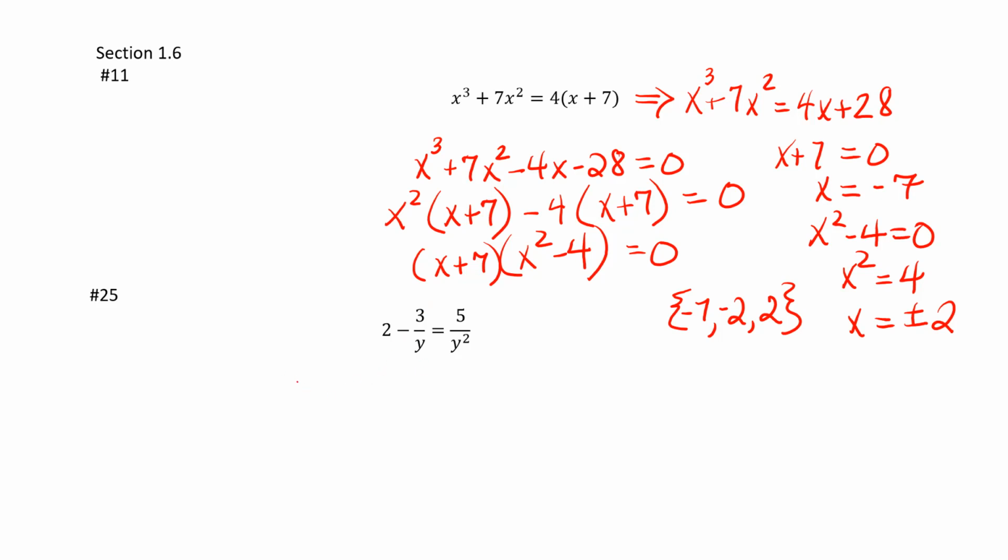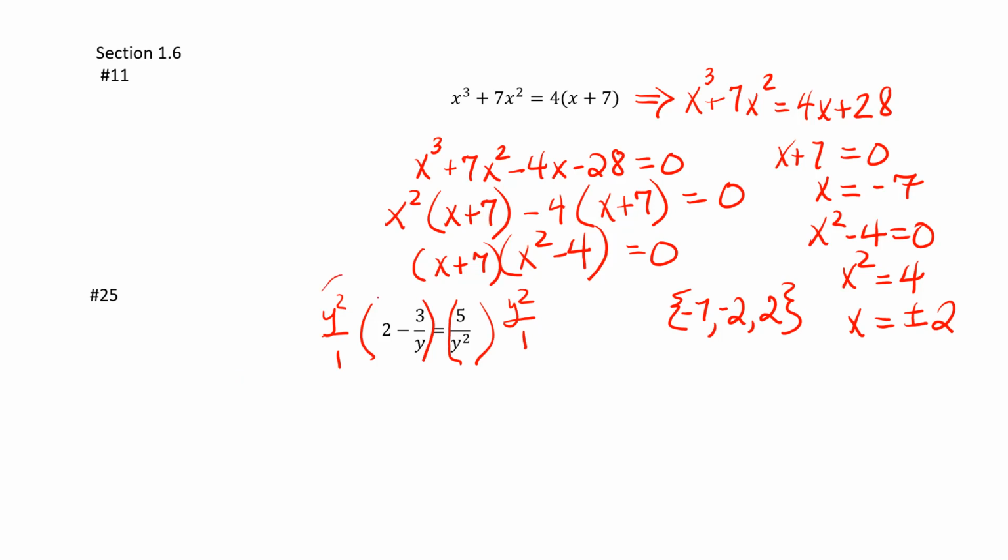On number 25, we want to first of all get rid of all these fractions. So to do that, we can multiply by the least common multiple of the denominators. So that would be y squared. So we'll multiply the left side by y squared, and we'll multiply the right side by y squared.